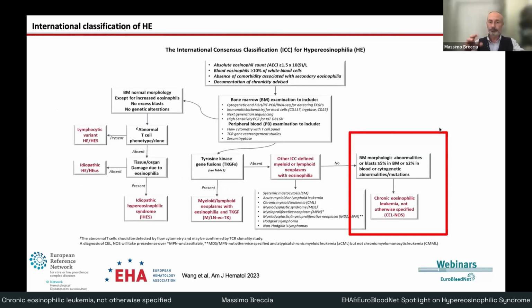So the webinar of today talks about this part of the international classification in which we diagnose by exclusion the so-called chronic eosinophilic leukemia, not otherwise specified, or in terminology CEL-NOS, after the exclusion of all the other secondary causes, but also all the other reasons of eosinophilia that are associated with myeloid or lymphoid neoplasms, in particular, the forms of patients with eosinophilia and tyrosine kinase gene fusion.